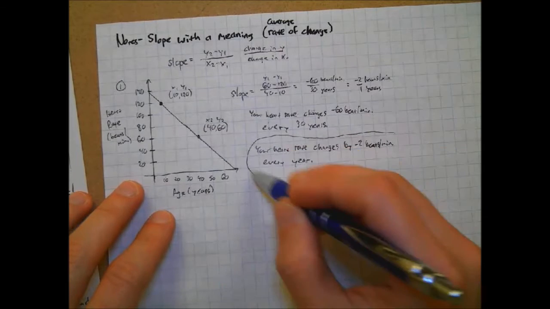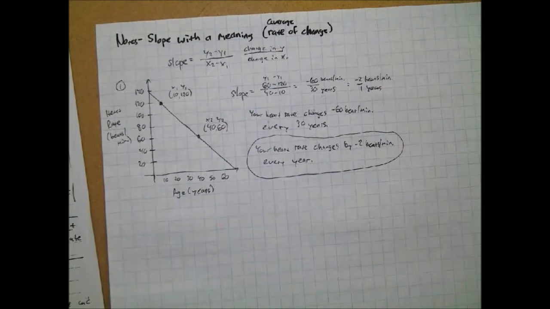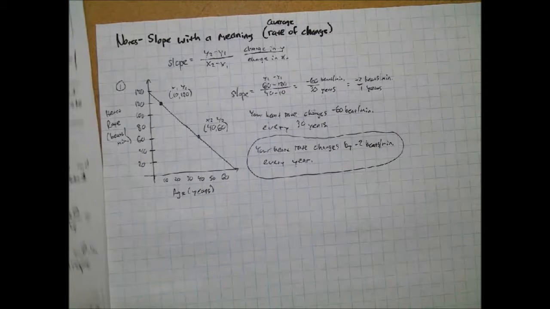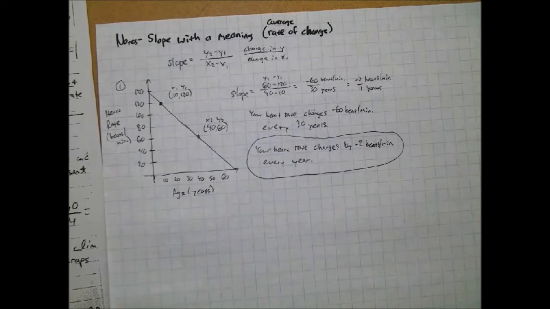Okay? So, and again, this is, of course, on average. It's data. It's not going to be true necessarily for you exactly, but if you get a population of people, it'll be true for them. Okay? Questions on any of this?